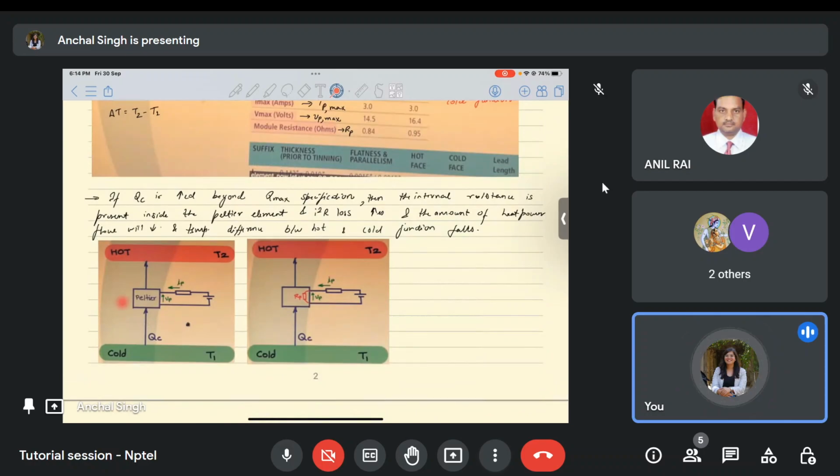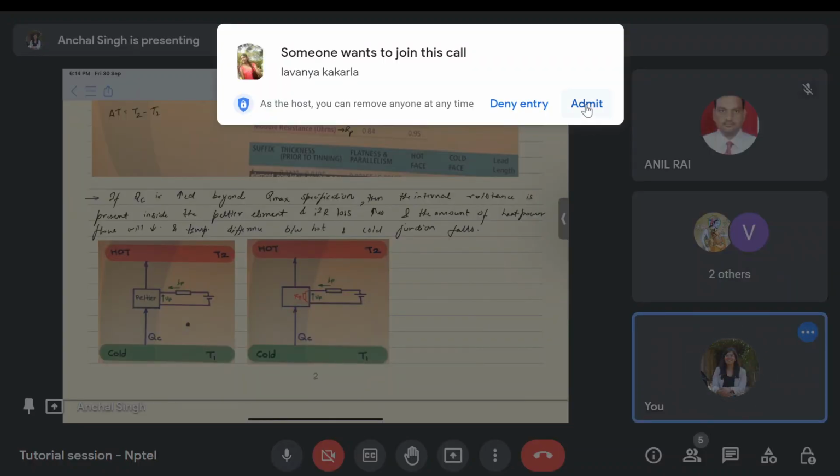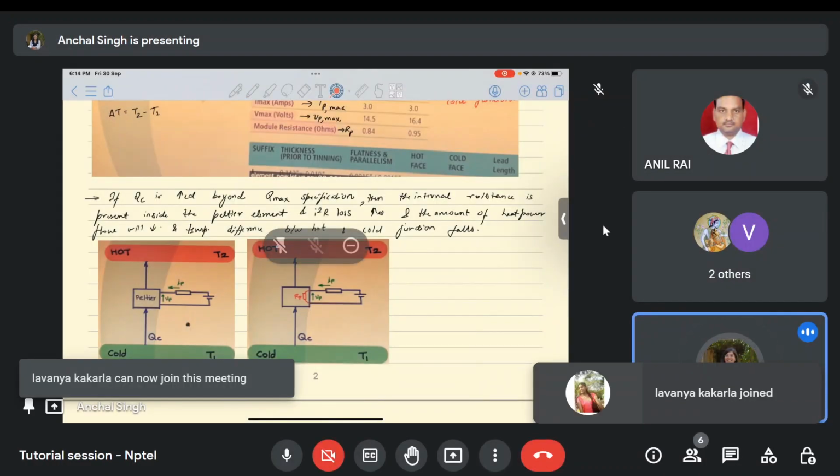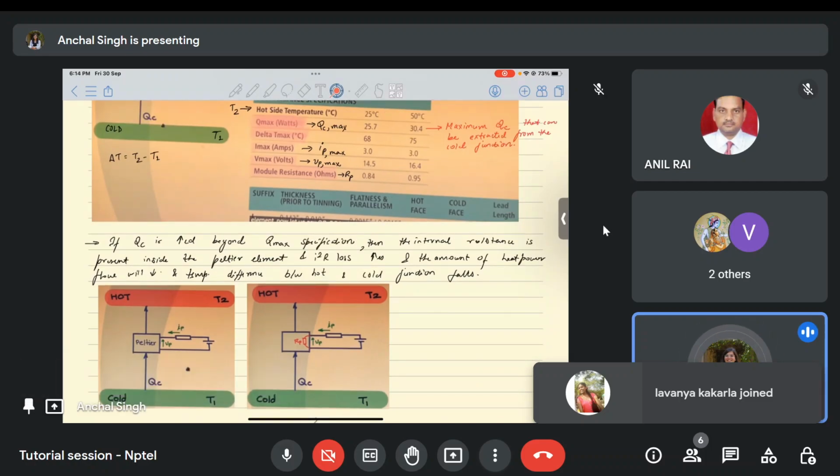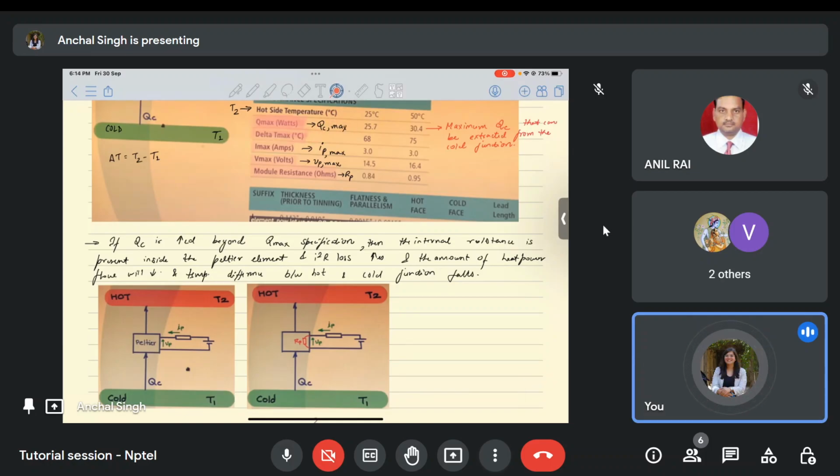So when you have this diagram and you try to make an equivalent of it like this, this RP is the resistance that is given in the data sheet. Now, why is this QC max rating given here?